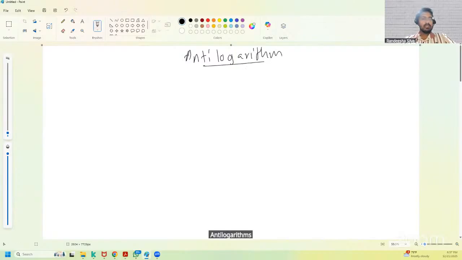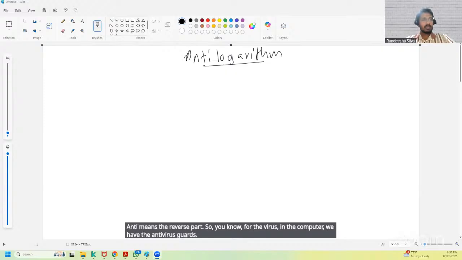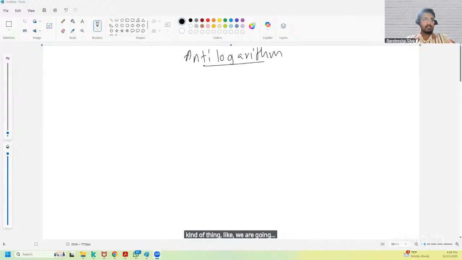Write down the topic called anti-logarithms. So, you know what anti is? Anti means not that relationship, not anti as in aunt. Anti means the reverse part. So, for a virus in the computer, we have antivirus guards. Like a virus is coming, and we are attacking it. This is not kind of an attack. This is the reverse operation.